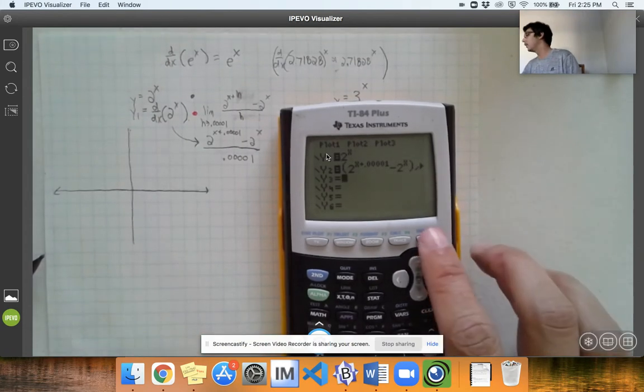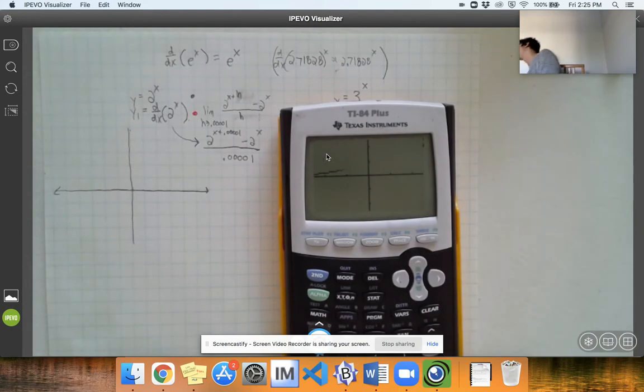And if I graph this, hold on a second, my dog is chewing on something. I'll leave it. Okay. 3 is 20.